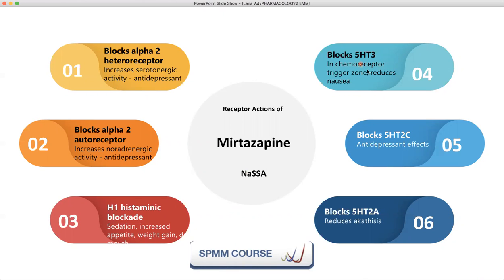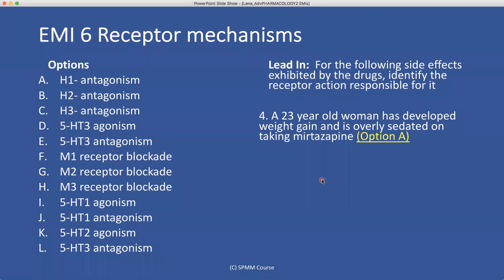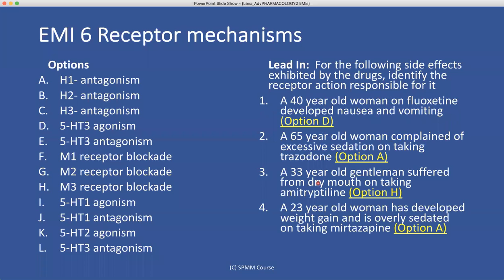It does block 5-HT3 as well, unlike SSRIs. So mirtazapine is better to be used in oncological setting, in cancer treatment when people are depressed. This doesn't trigger the chemoreceptor zone, so it reduces the nausea. It blocks 5-HT2C. This may also contribute to antidepressant effects. It blocks 5-HT2A, which reduces akathisia. So option A for weight gain, H1 antagonism is the contributing factor for weight gain.